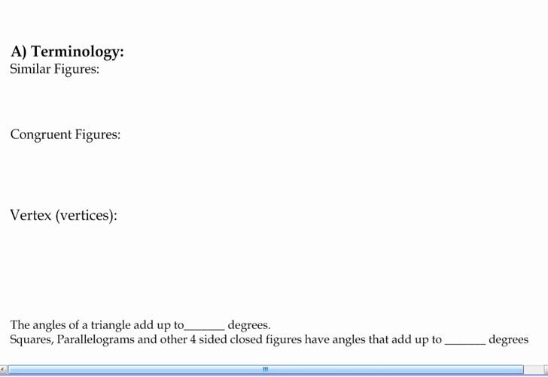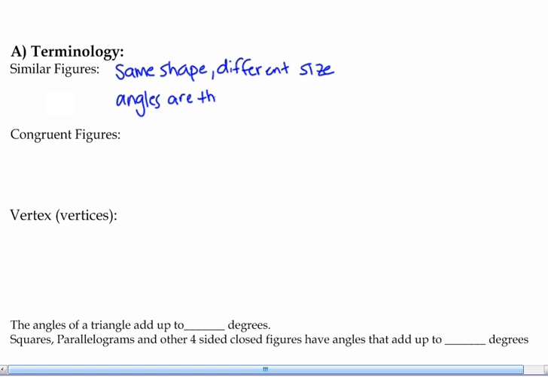Okay, similar figures. They're the same shape, different size. So basically, their angles are the same, but they have different measurements for their lengths. Angles are the same. Page 34. Lengths are different.